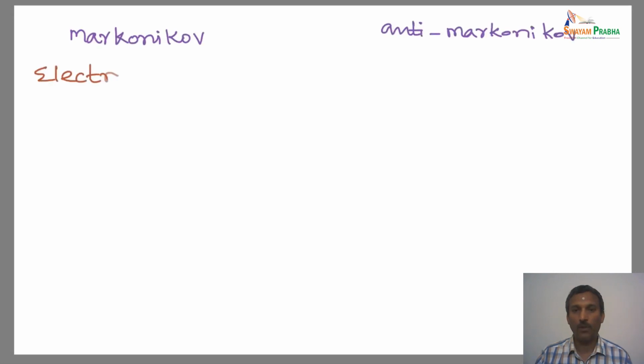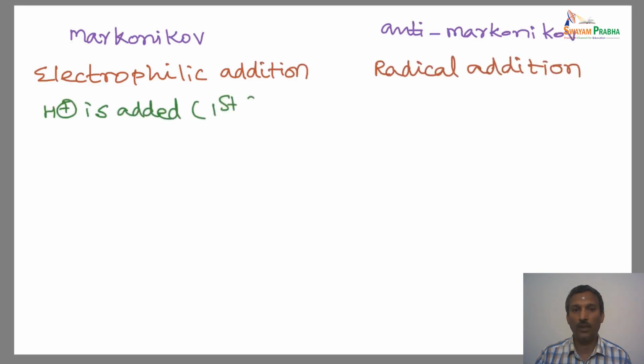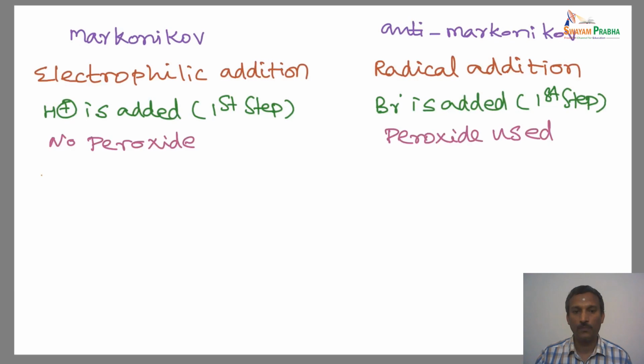So let us compare Markovnikov and anti-Markovnikov reactions. The first one is electrophilic addition, whereas the anti-Markovnikov is radical addition. In the Markovnikov reaction, the H plus is the first one which is added to the double bond, whereas in the anti-Markovnikov addition, it is the bromine radical that is added to the double bond. In the case of Markovnikov reaction, we don't have a peroxide, whereas in the anti-Markovnikov reaction, we have peroxide.